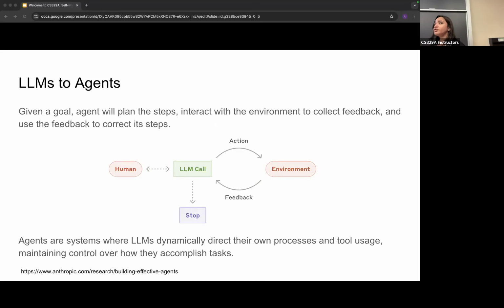The people who have been doing reinforcement learning for a long time know that when you have something that can plan the steps of whatever goal it's given, then interact with the environment and collect some feedback, and then use that feedback to correct itself, that's an agent. That's the reinforcement learning definition.